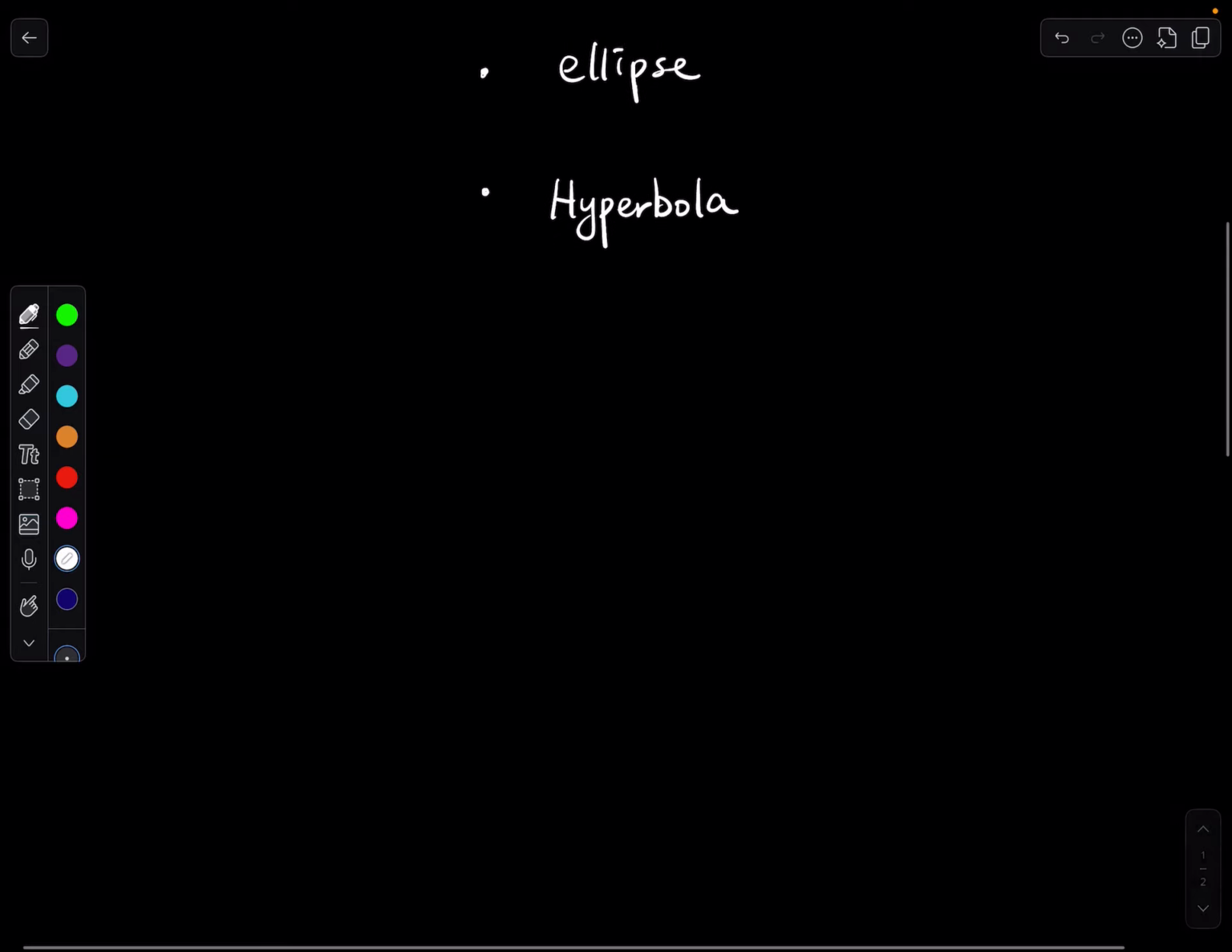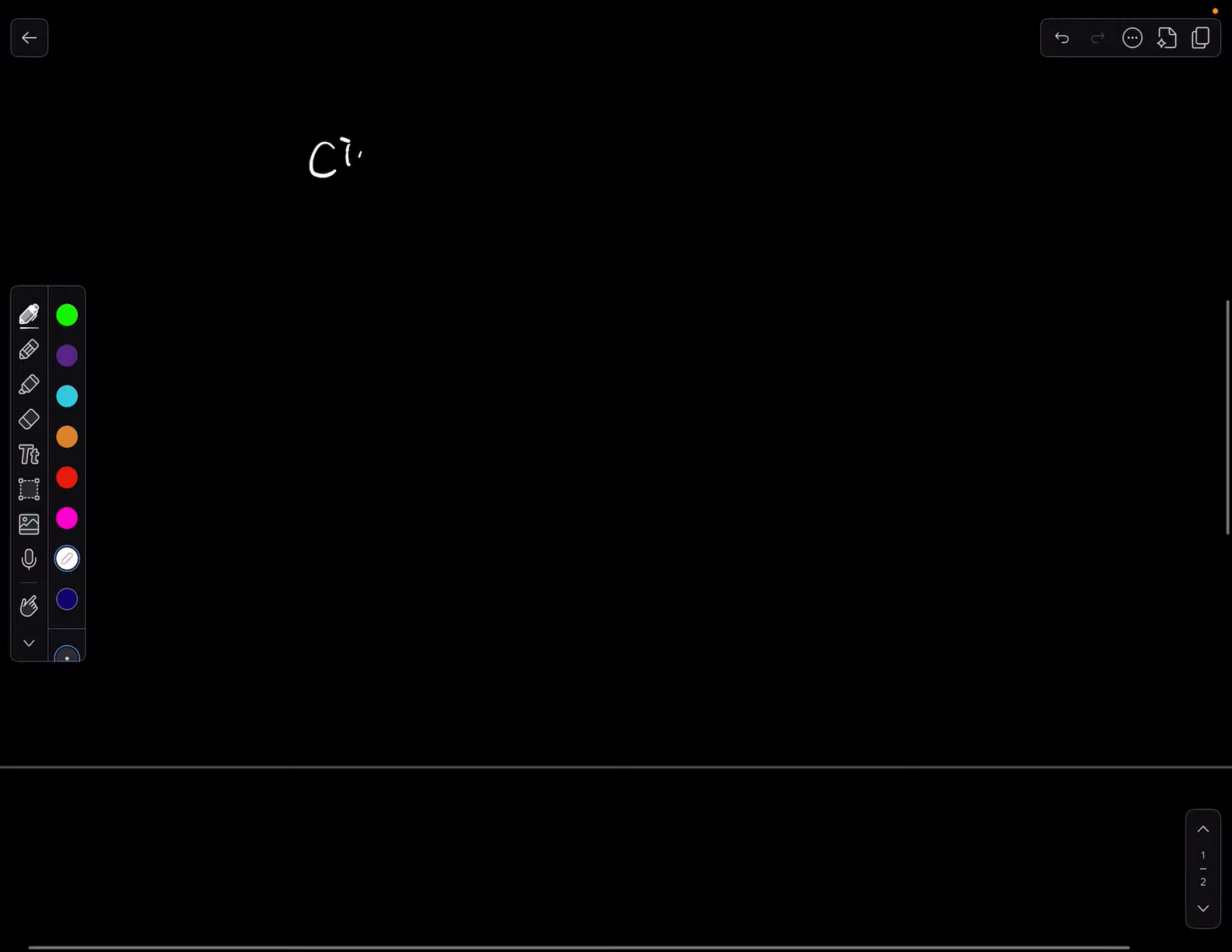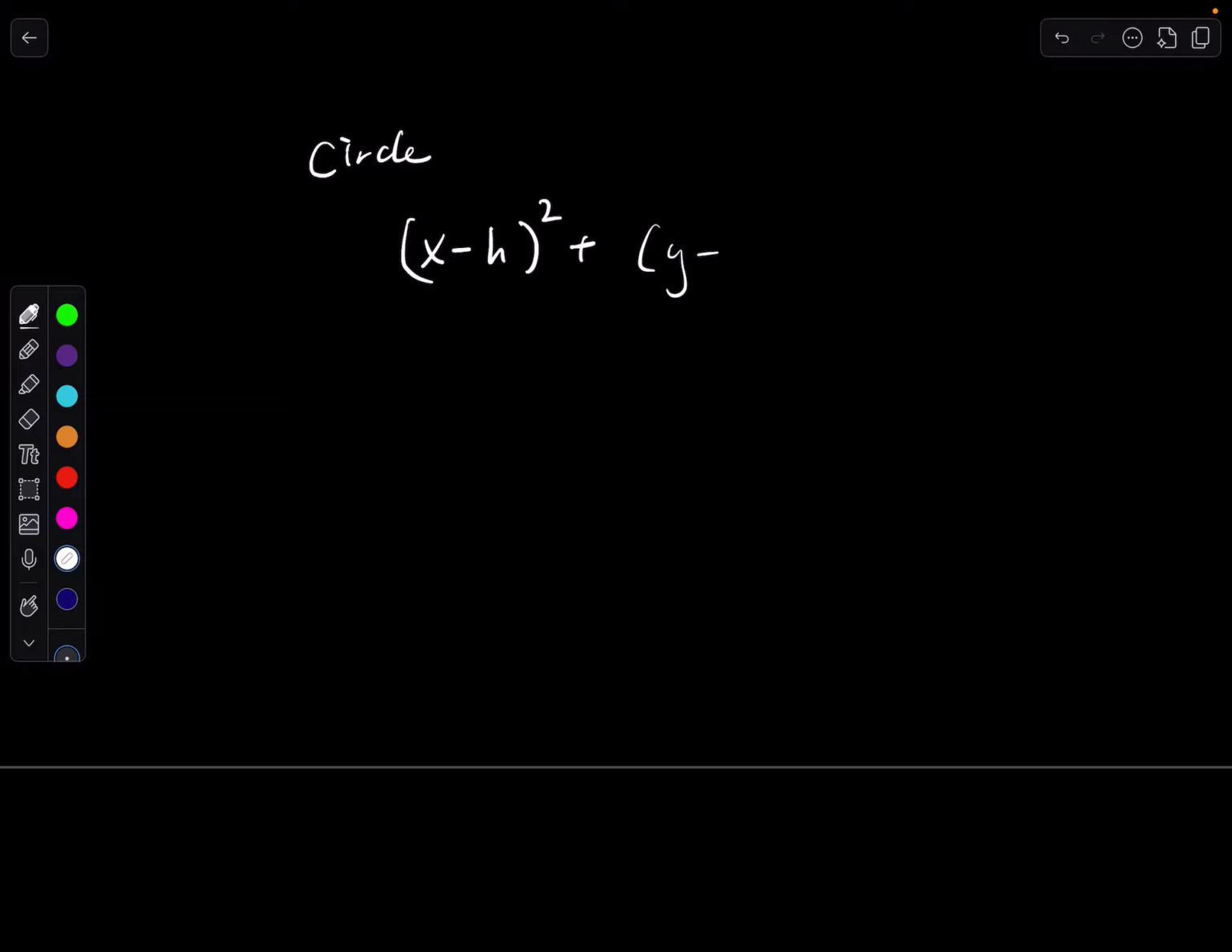Let's start with the circle. The standard equation of a circle is (x minus h) squared plus (y minus k) squared equals r squared. The (h, k) right here is your center, and this r is your radius. In order to graph this, you need to know where the center is, and then you draw the radius. Let me give you an example real fast.